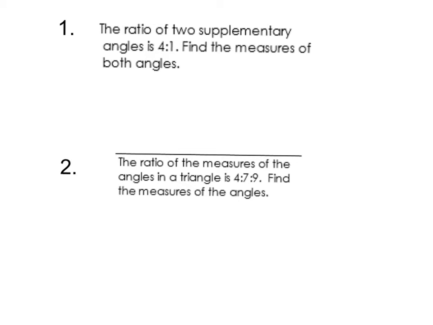So the ratio of two supplementary angles is 4:1. Remember, supplementary means they add to 180, so two things are adding up to 180. And remember, a ratio is a simplified fraction. They took the two angles and simplified it down to 4:1. When you simplify, you divide, so we have to put an x back in. So 4x plus 1x equals 180.